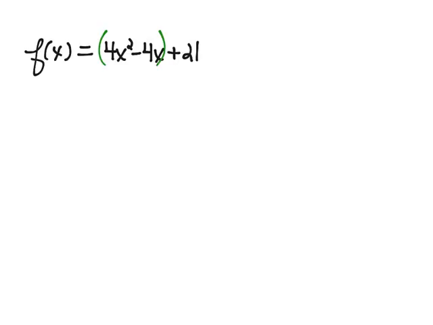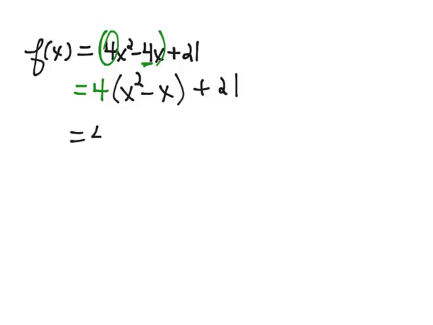So step one is we're going to group our x's, and if you'll notice, the coefficient of our quadratic term is not 1, and it needs to be before we can complete the square. So let's factor that 4 out. When we factor out 4, we'll have 4 times x squared minus x, because we're going to pull the 4 out of both of these terms, plus 21.